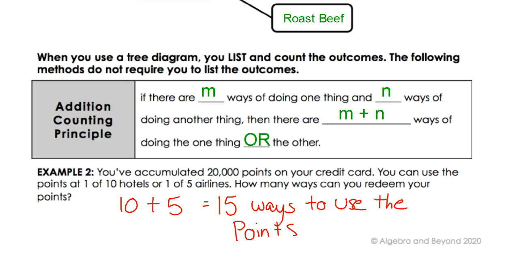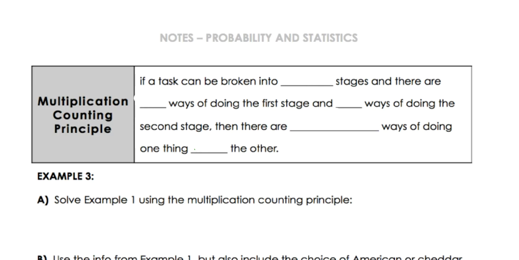Now, if we go back to that sandwich example from above, if we want to choose a bread and a type of meat to put on the sandwich, then we're going to use a different counting principle. We're going to use the multiplication counting principle. Same idea: if a task can be broken down into 2 different stages, and there are m ways of doing the first thing and n ways of doing the second thing, then there are m times n ways of doing one thing and the other.